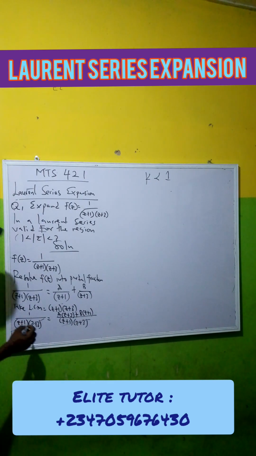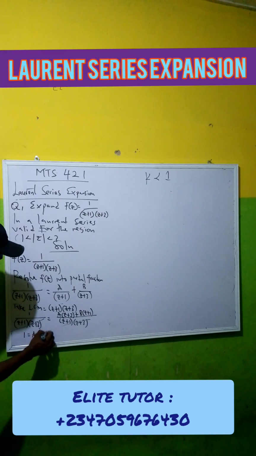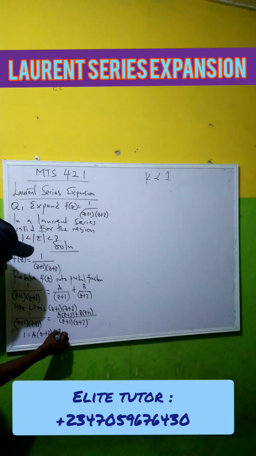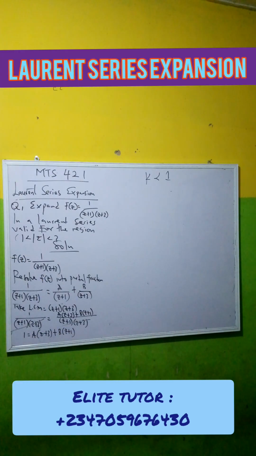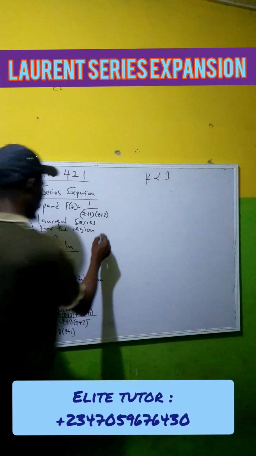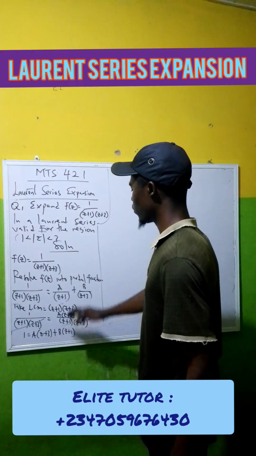Then from this place, you can see this one will take care of this. We are left with 1 equals a into (z plus 3) plus b into (z plus 1). We are trying to rewrite this analytic function into a simpler form. Alright, so when we get to this junction, what happens?